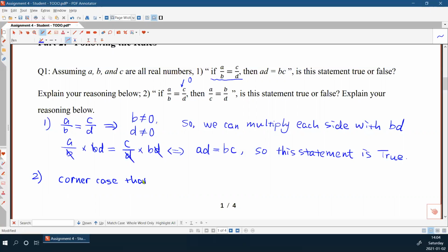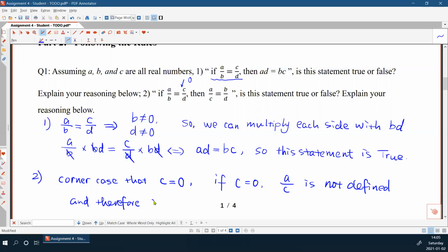C could be 0, because C here is a numerator, not a denominator. So C could be 0. If C is 0, we cannot put it in the denominator position, right? If C is 0, A over C is not defined. And therefore, A over C is not equal to B over D, right? So this statement is false.